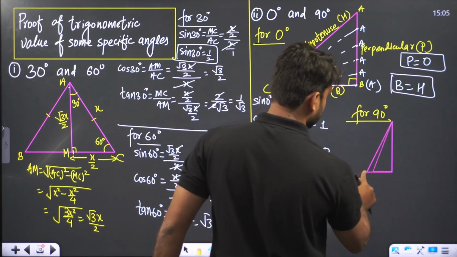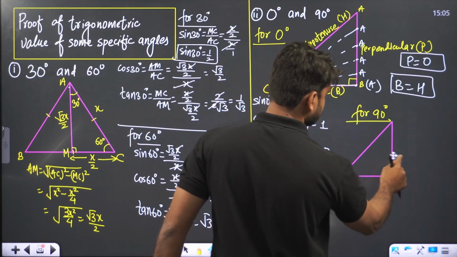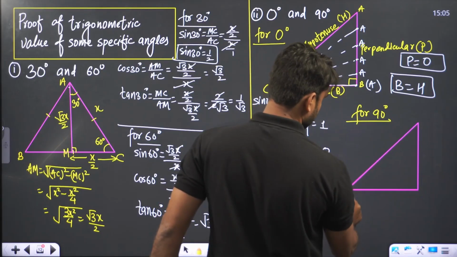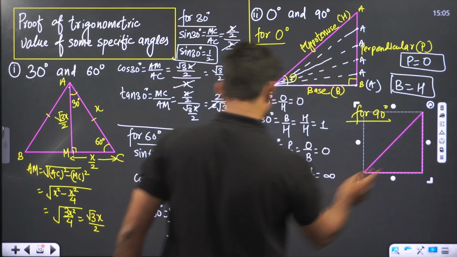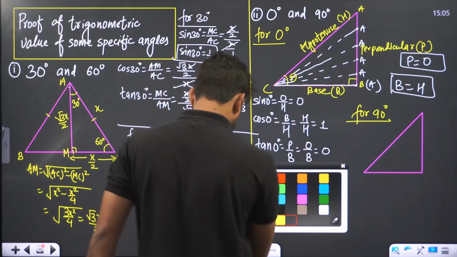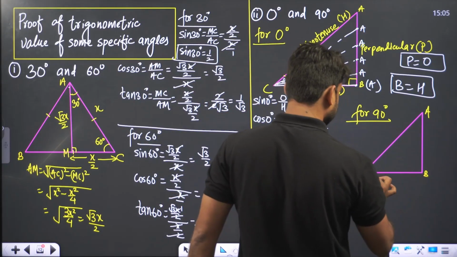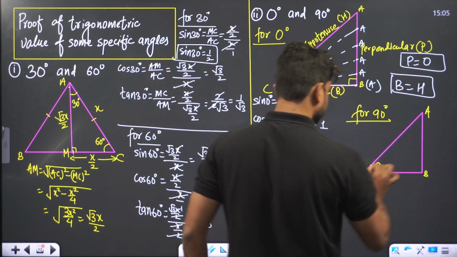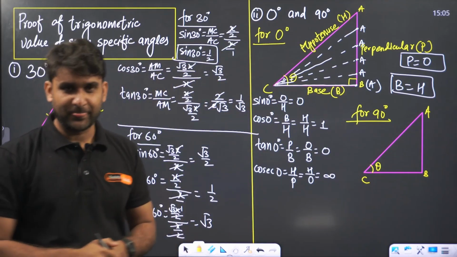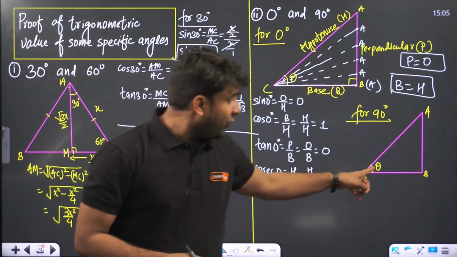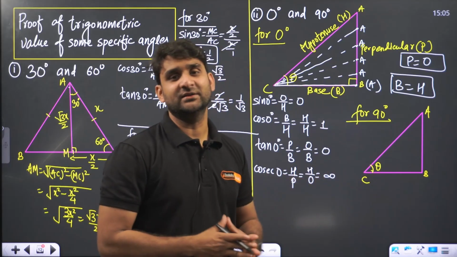I have this right angle triangle. This right angle I need to make a little larger. Okay, so I have this right angle triangle. This is A, B and C, and here is angle theta. Clear? My dear lovely students, I want to make this angle 90.